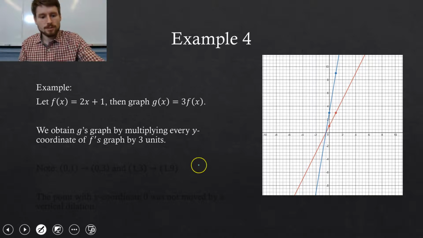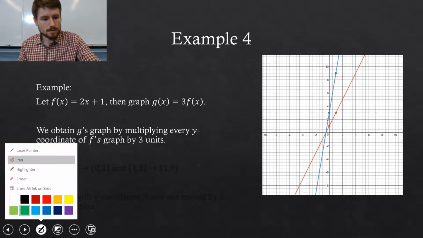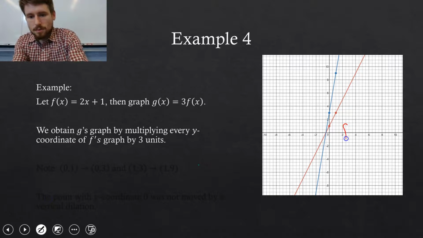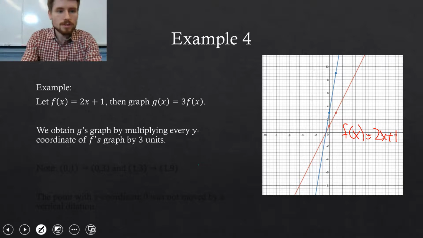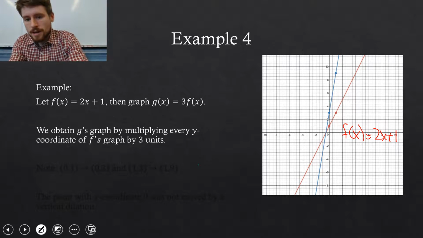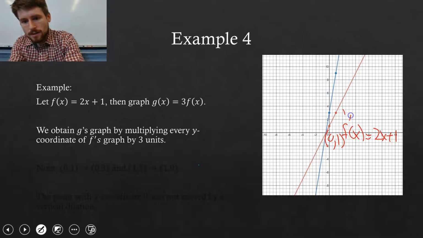We're going to take all their y values, multiply them by 3, and this is the graph that you'll get for g. So I'm going to mark out some points on the graph of f. Here's 2x plus 1, our line with slope 2 and y-intercept 1. And so we've got these points like (0, 1) and (1, 3).